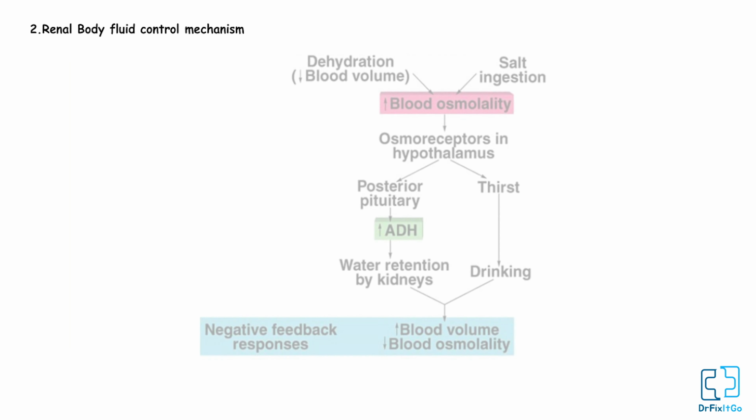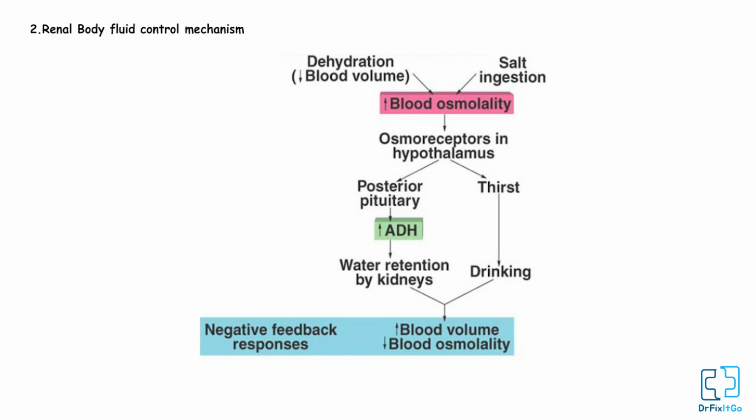Blood osmolality also affects arterial blood pressure, and through renal body fluid control mechanism it will reduce. Increased blood osmolality leads to stimulation of osmoreceptors in the hypothalamus. The hypothalamus acts via the posterior pituitary and thirst mechanism. The posterior pituitary increases ADH, which retains water by the kidney. Thirst increases drinking of water, which increases blood volume and decreases osmolality. Decreased blood osmolality also goes through negative feedback responses.